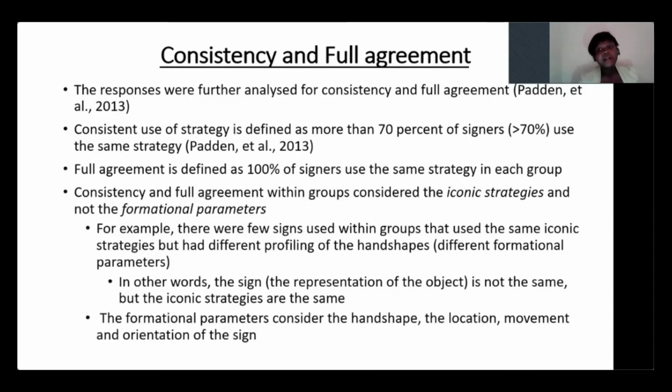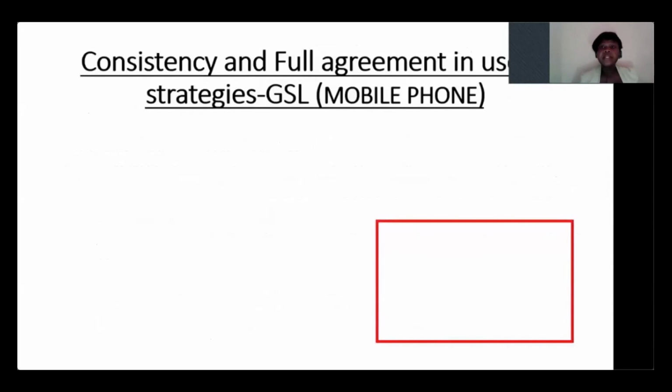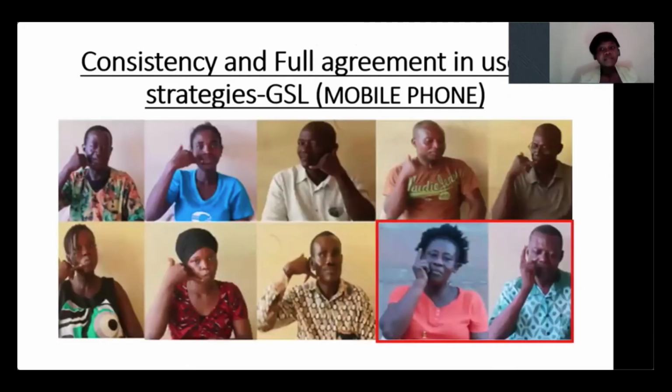And to bring out my informational parameters, this has to do with the phonology of the sign: the hand shape, the movements, the location, the orientation, and whether you use one hand or two hands. So here I present an example of a sign that presented 100% full agreement, had consistency, and used the same iconic strategy. You can see this is mobile phone in Ghanaian Sign Language.